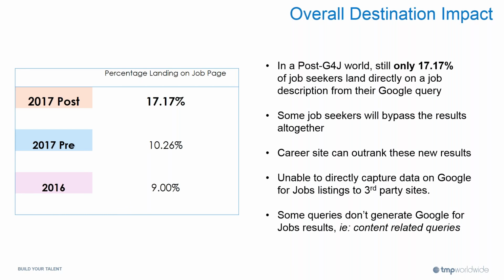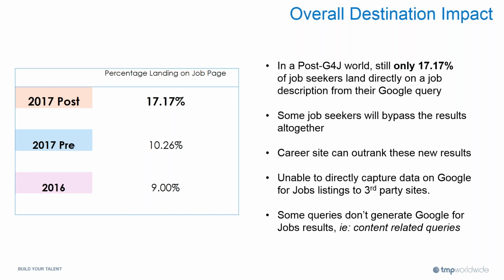And so in this post Google for Jobs world, or current Google for Jobs world, only 17.17% of job seekers land directly on a job description from their Google query. So in other words, 83% of job seekers still land on a page outside of a job description. Compared to the previous time frames right before, it was 10.26%. Previous year was 9%. So it definitely is growing, it's higher.